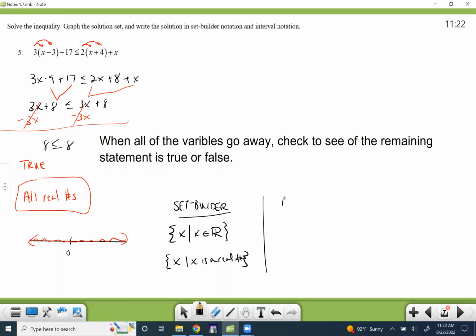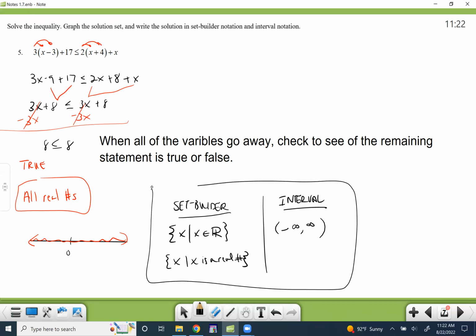All right, for the interval, this will be the first time we've written this, but negative infinity to positive infinity, right? It goes all the way to the left, and it goes all the way to the right. And we know infinities always get parentheses.